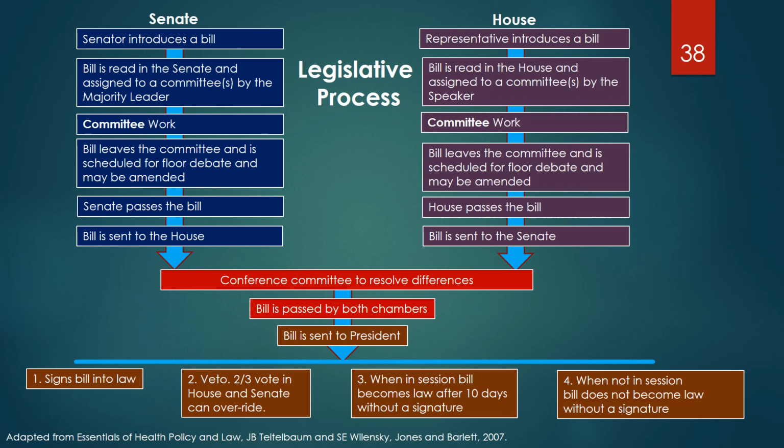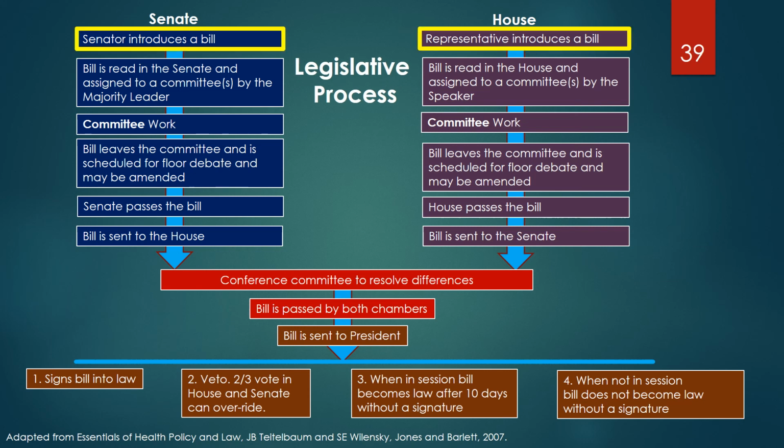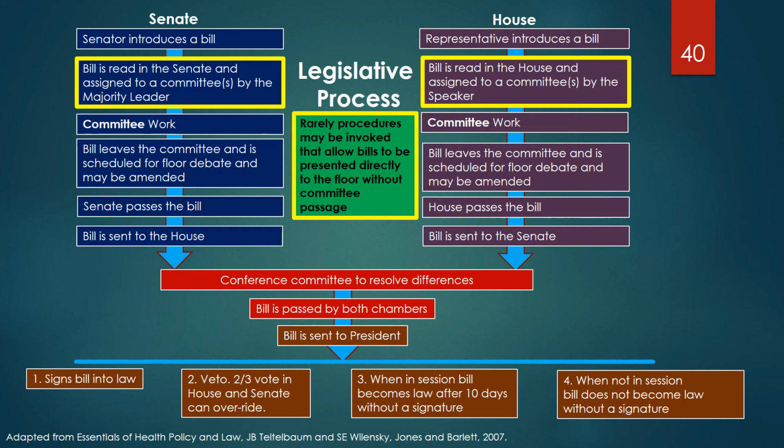This slide outlines the national legislative process for bills in the United States. All bills must be introduced by a congressional member of the House or Senate. The bill is then read in the respective chamber and assigned to one or more committees. Bills are assigned for committee work by the majority leader in the Senate and the Speaker in the House. Rarely, procedures may be invoked that allow bills to be presented directly to the floor without committee passage.